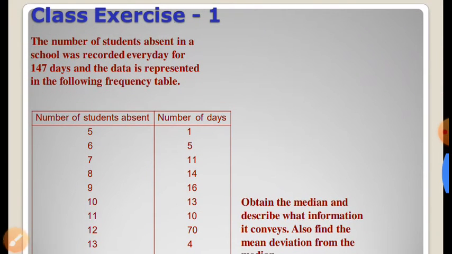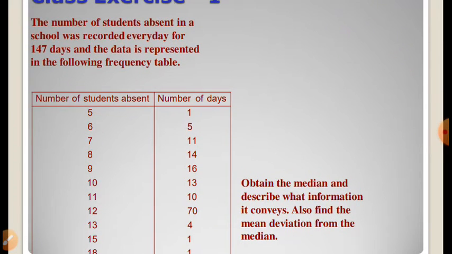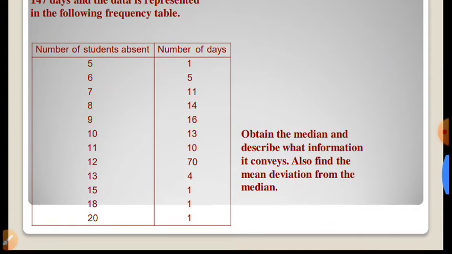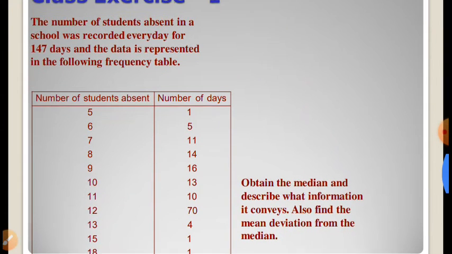So now let us see some exercise example problems. The questions are given to you. The number of students absent in a school was recorded every day for 147 days, and the data is represented in the following frequency distribution. This type of data is called discrete data.